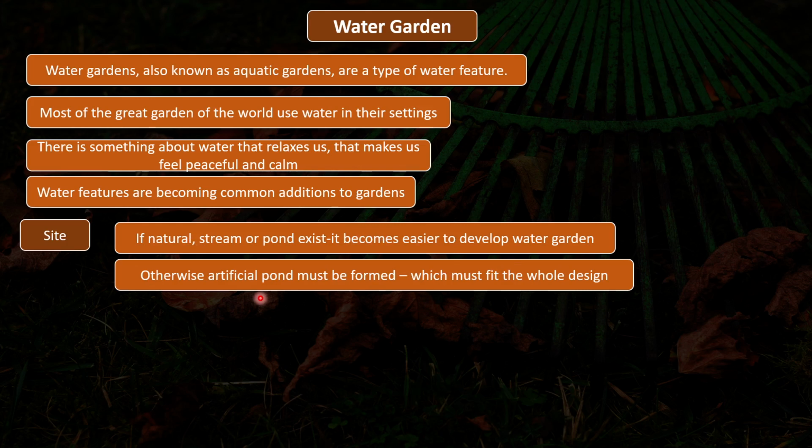Or otherwise you can always form an artificial pond, right? And that artificial pond obviously should fit into the whole design of your garden. As I said, it should be a completely sunny spot, because all the aquatic plants require full sunlight most of the time of the day, right?